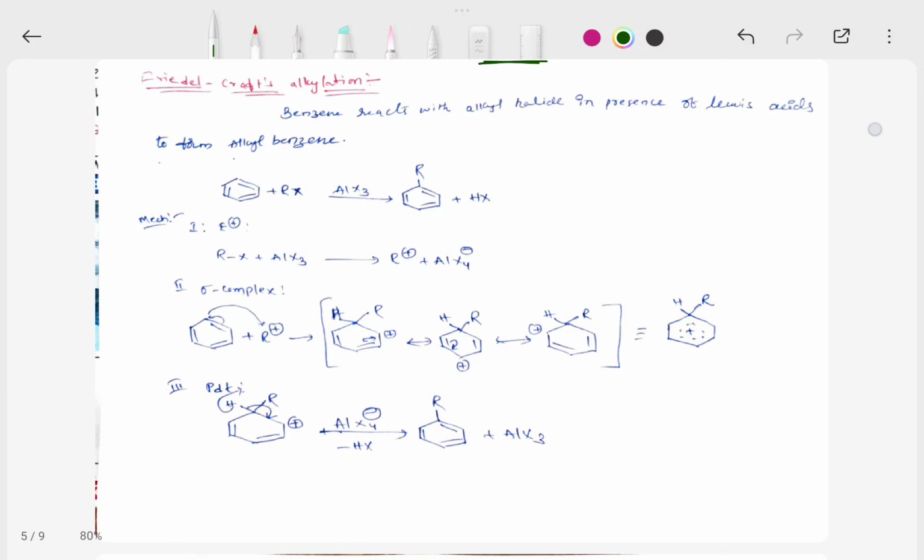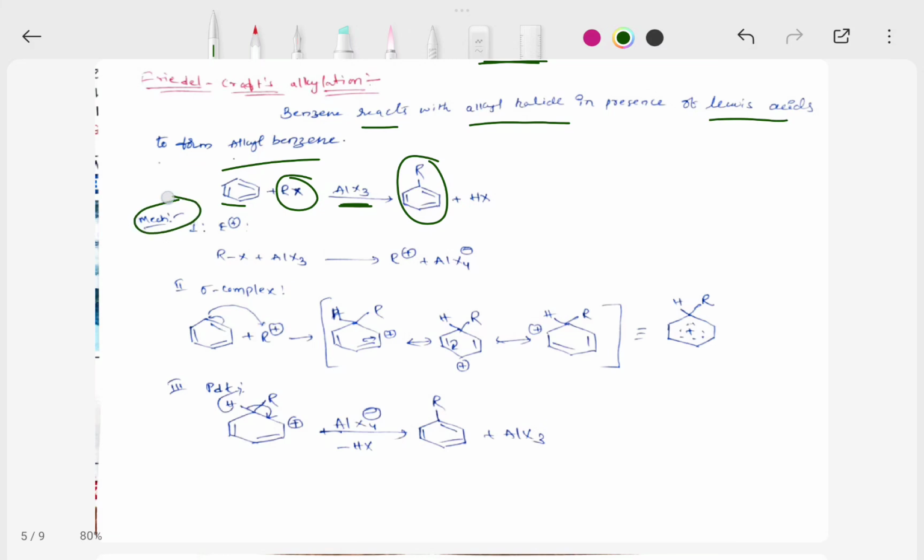The next one, Friedel-Crafts alkylation reactions. In the Friedel-Crafts alkylation reaction, benzene reacts with alkyl halides in the presence of Lewis acids to form alkyl benzenes. Here, the Lewis acids are AlCl3, FeCl3, BF3, in general Lewis acids.